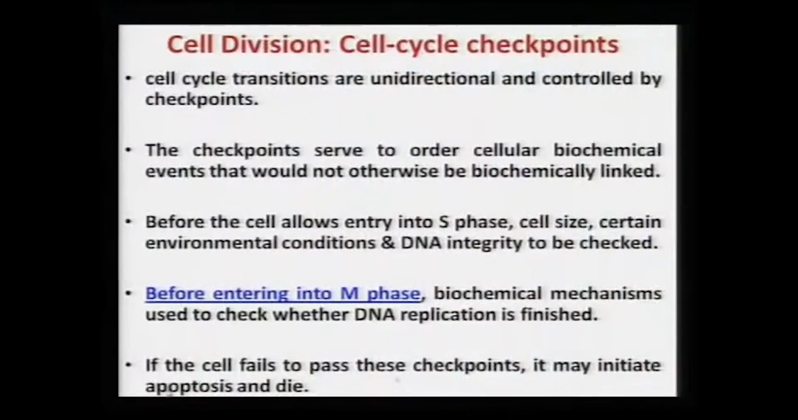Now, before the cell allows entry into S phase, cell size, certain environmental conditions and DNA integrity are checked. Similarly, before entering into M phase, biochemical mechanisms are used to check whether DNA replication is completed. DNA replication is completed means n number of DNA should go to 2n. Okay. If the cell fails to pass these checkpoints, it may initiate apoptosis and die, which I have been mentioning several times now.